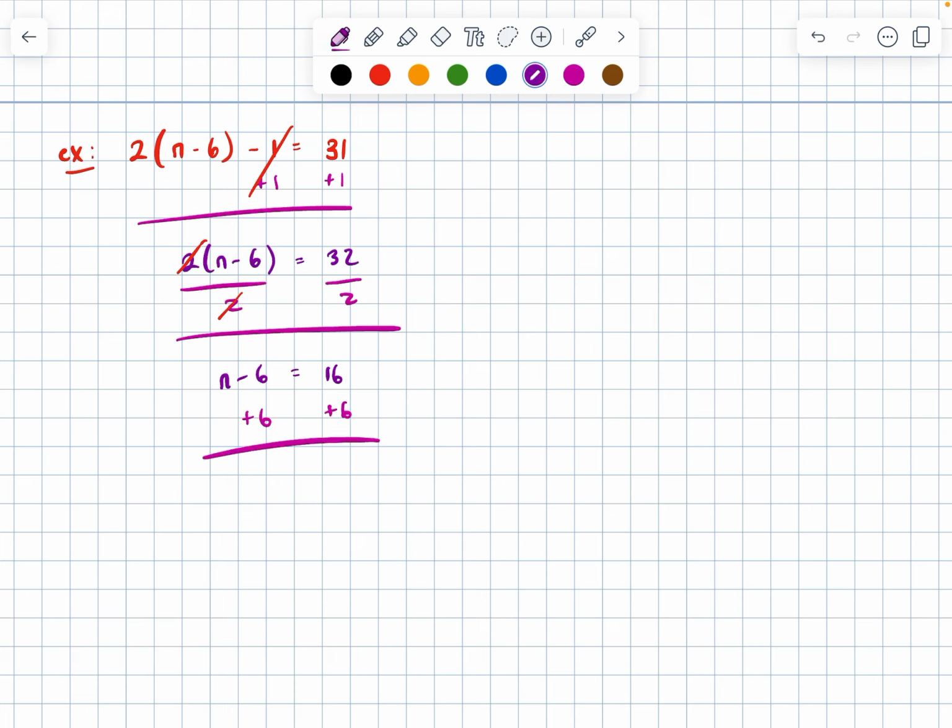I want to get my n by itself. The only thing in the way is that negative 6. Let's use a positive 6 to get rid of it. These friends undo each other, and n is going to be 16 plus 6, which I believe is 22.